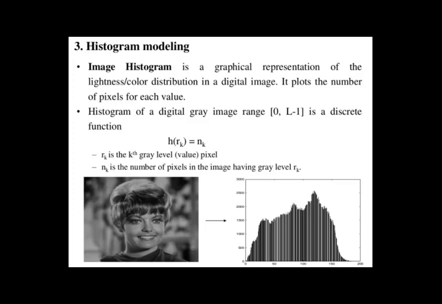H of Rk is equal to Nk. Rk is the kth level gray level pixel. So see this image. This is our grayscale image, and we have the histogram for this.